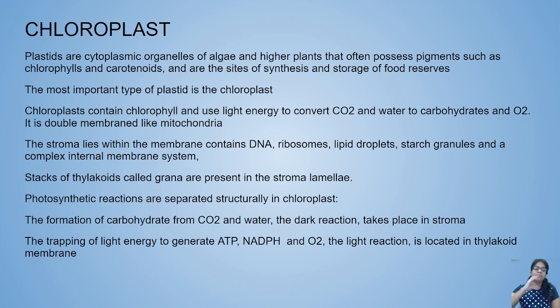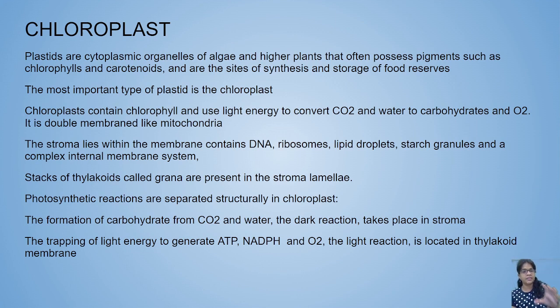The stroma contains thylakoids, grana and all. So the stroma lies within the membrane and contains the DNA. I told you it has the same resemblance with mitochondria. It also got its own DNA or ribosomes and lipid droplets, starch granules and a complex internal membrane. So stacks of thylakoids called grana are also present in the stroma lamella. The photosynthetic reactions are generally separate in chloroplast.